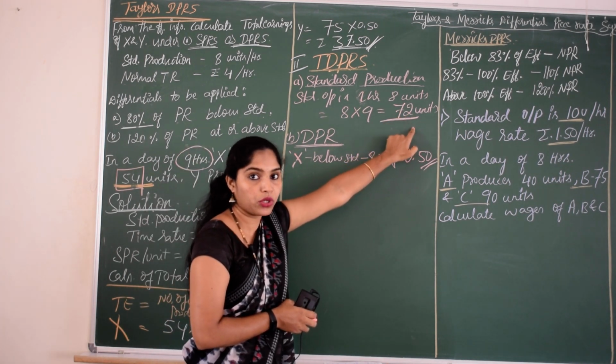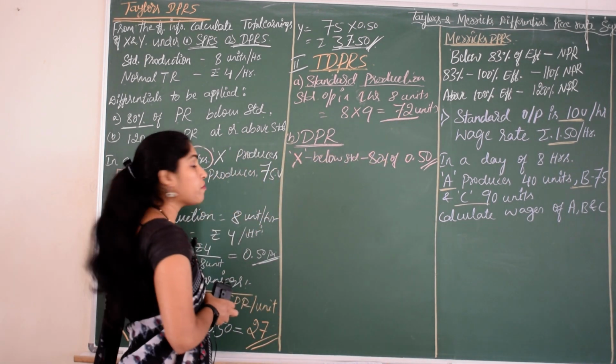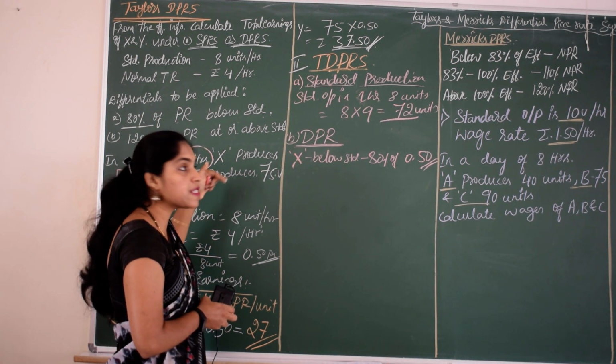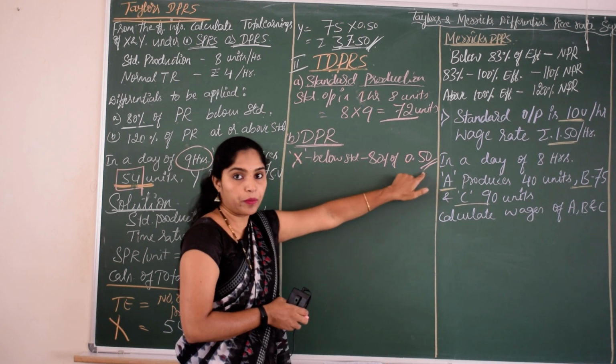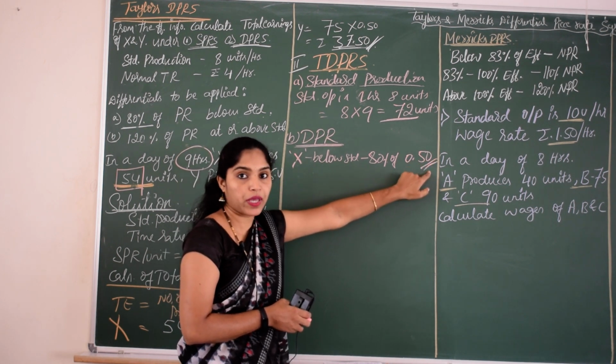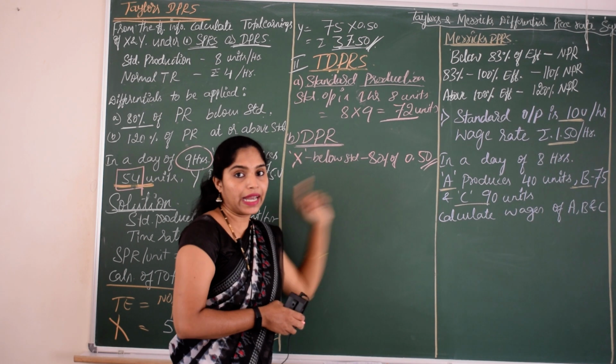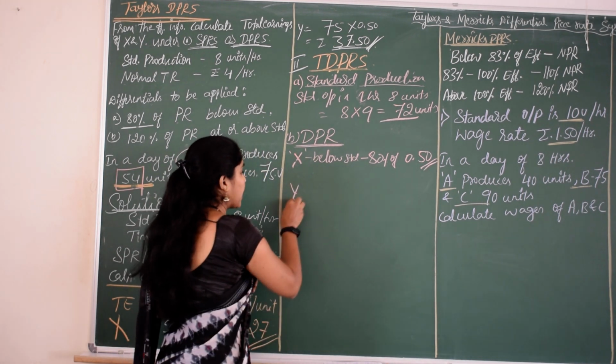Standard is 72 units. X has produced 54 units, so his performance is below standard, so he is going to get 80% of the normal piece rate. Normal piece rate is 50 paise. In this he is going to get 80%. Now let us see for Y.